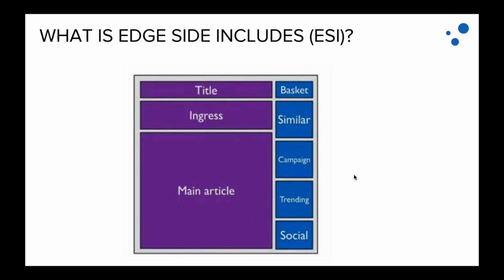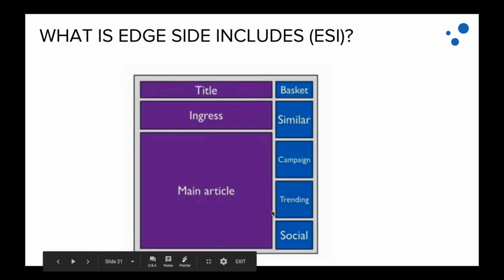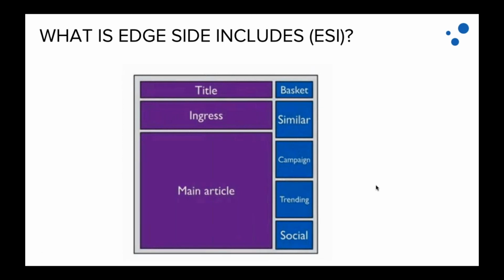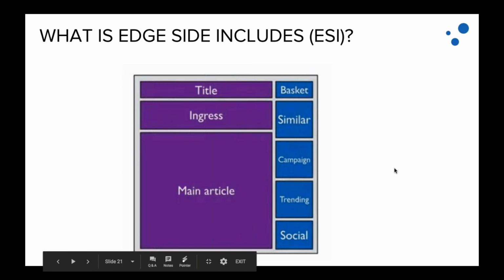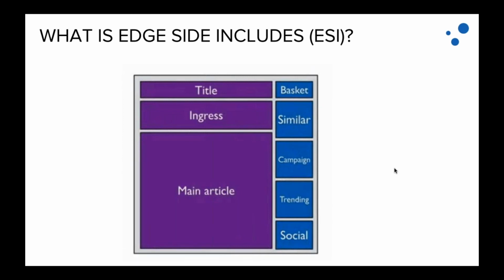Without ESI, if the trending part changes every 5 minutes, you will have to discard the whole page and fetch the whole page every 5 minutes. And that obviously brings a performance issue and requires more bandwidth and more round trips. It's really not optimal. So that's what ESI is.